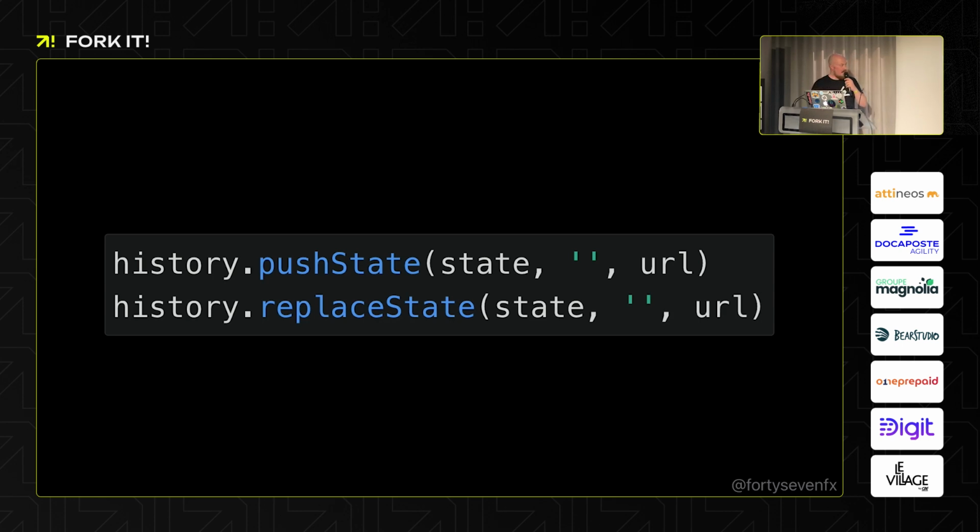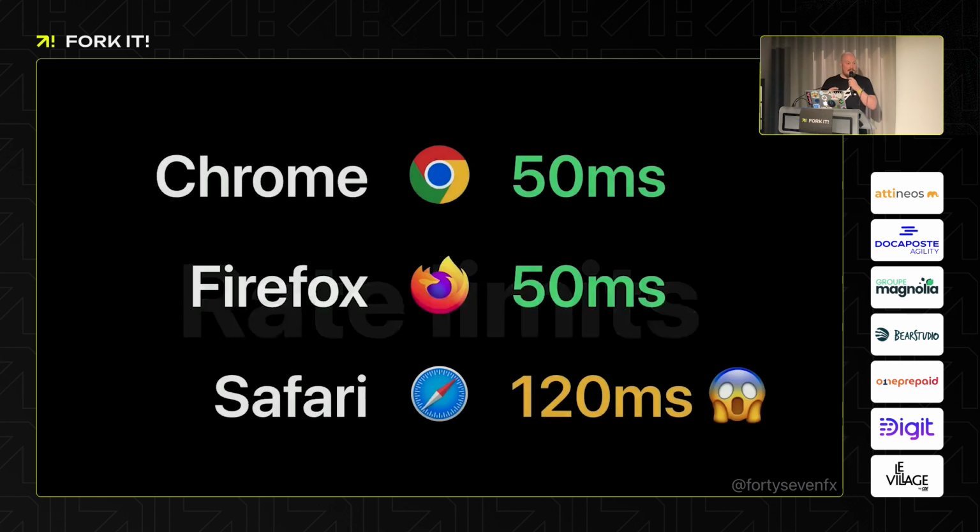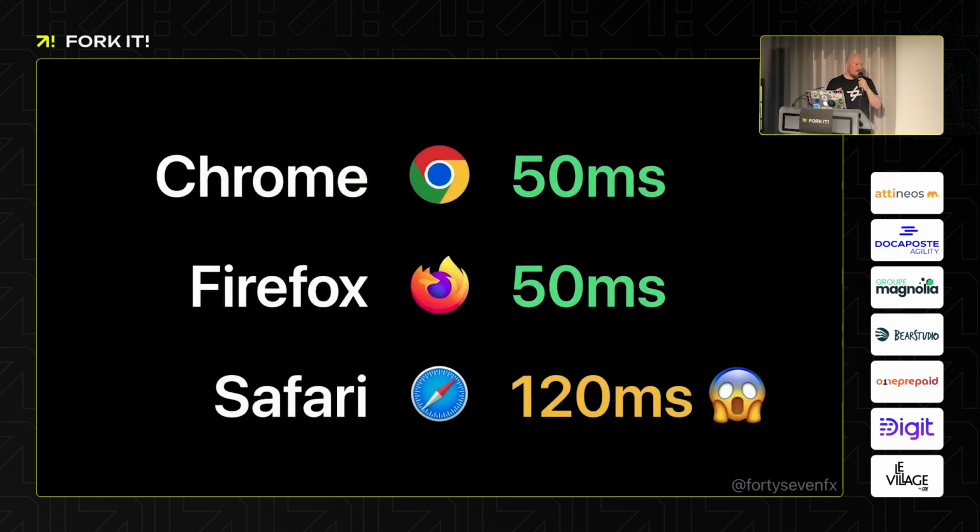Now, there is something that is not really talked about much with these APIs. They have rate limits. You cannot spam this API with updates of the URL and expect it to be okay. Browsers will start yelling at you. Chrome and Firefox are good citizens and will allow 50 milliseconds between calls. This is like a rolling window, but on average, it will be safe to call it every 50 milliseconds, essentially.